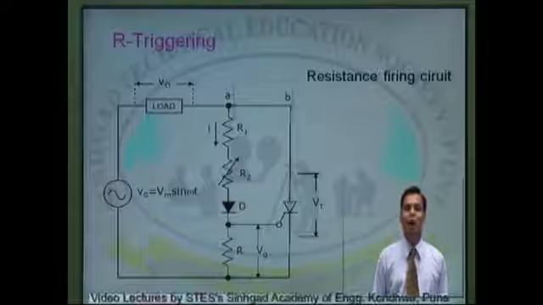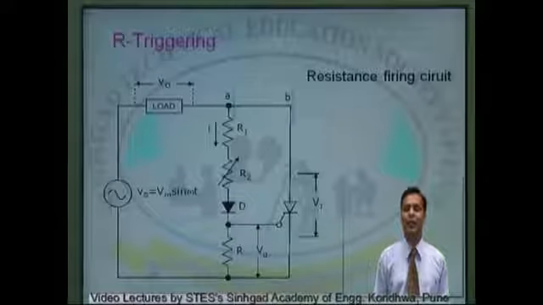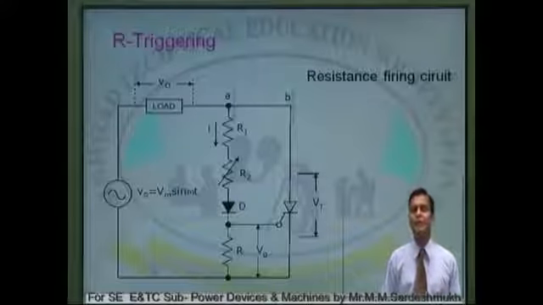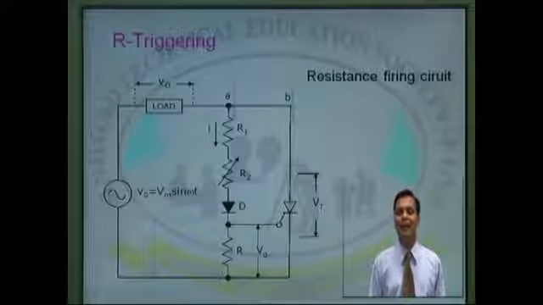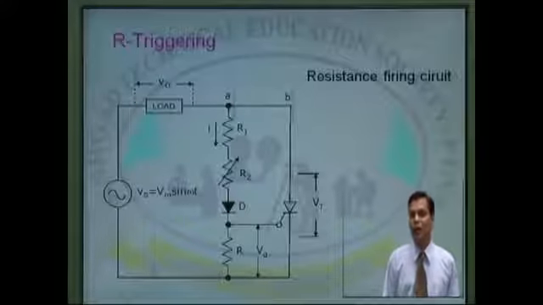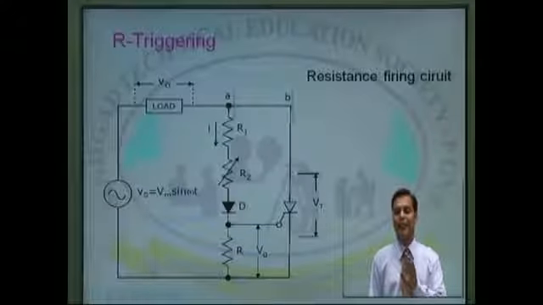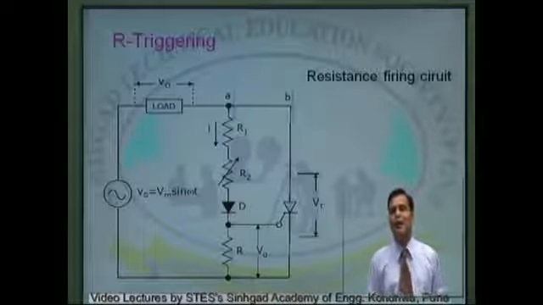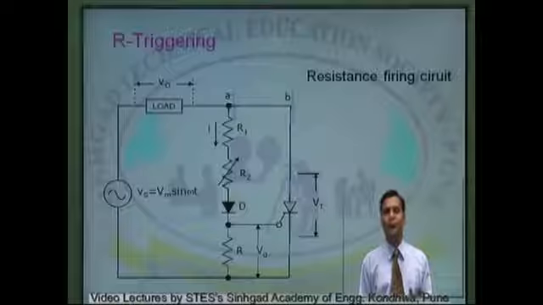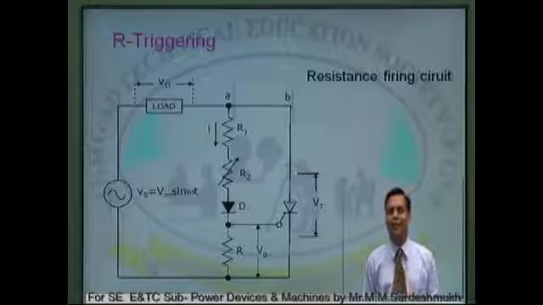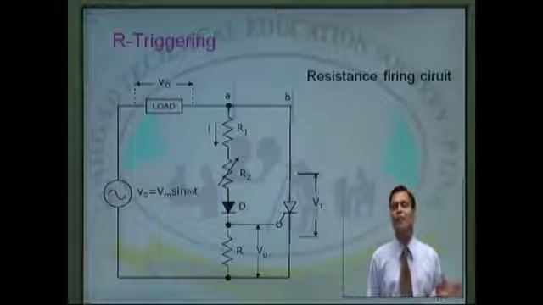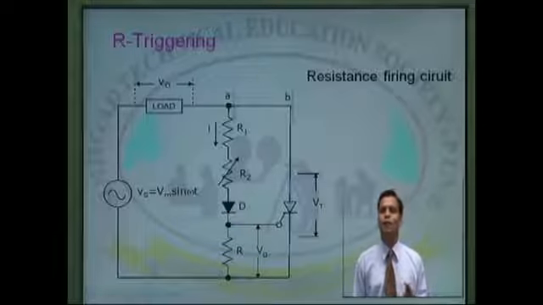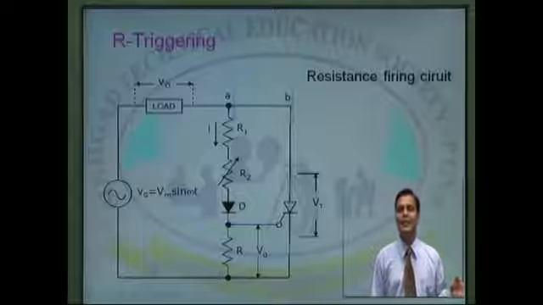Here you will observe that a load is connected in series with an SCR, and the gate pulse is provided through resistances R, R1 and R2. The voltage across the gate terminal VG totally depends upon the value of R2, and by varying R2 we can control the gate voltage applied across the thyristor, and by controlling the gate voltage we can control the turn on of the SCR.